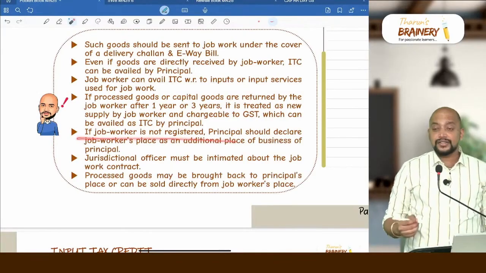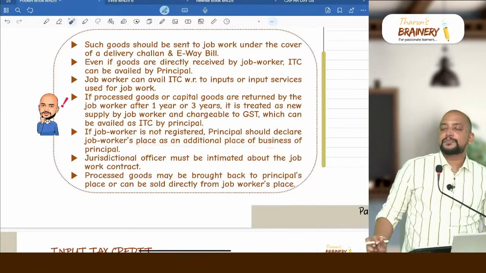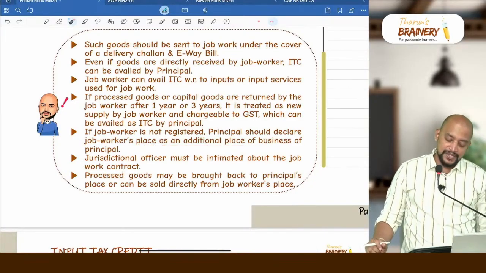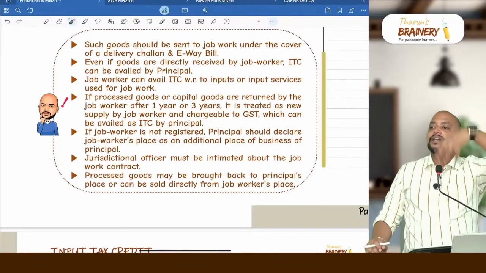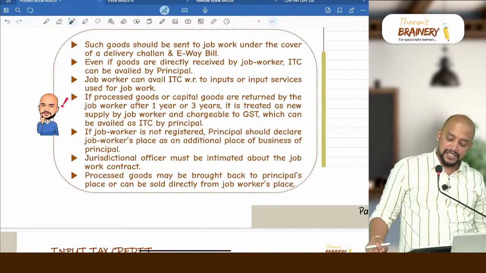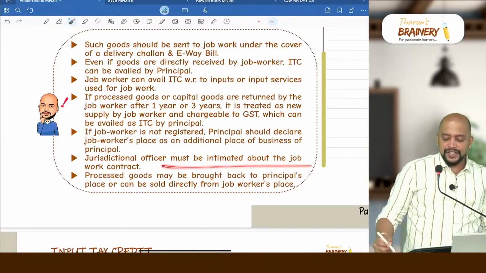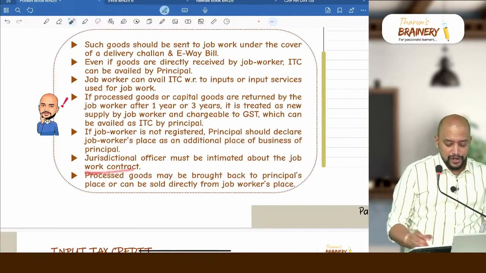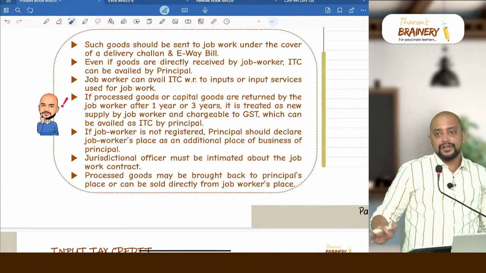If the job worker is not registered, the principal should declare the job worker's place as an additional place of business of the principal. Why? Because the taxable goods are in that place. So that's why the principal should show the job worker's place as the principal's additional place of business. And the jurisdictional officer must be intimated about the job work contract. Processed goods may be brought back to the principal's place or can be sold directly from the job worker's place.